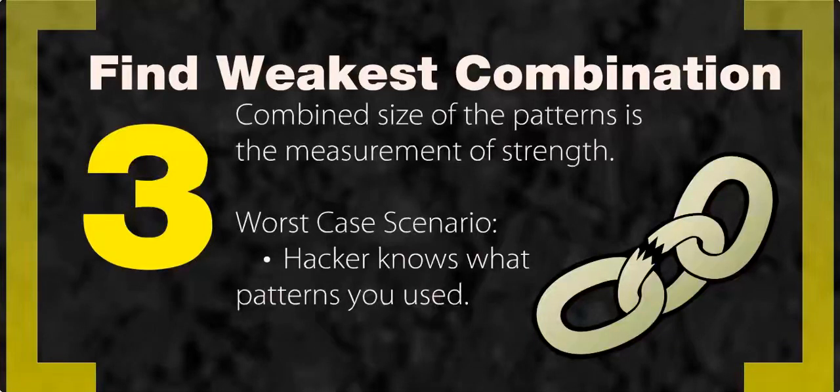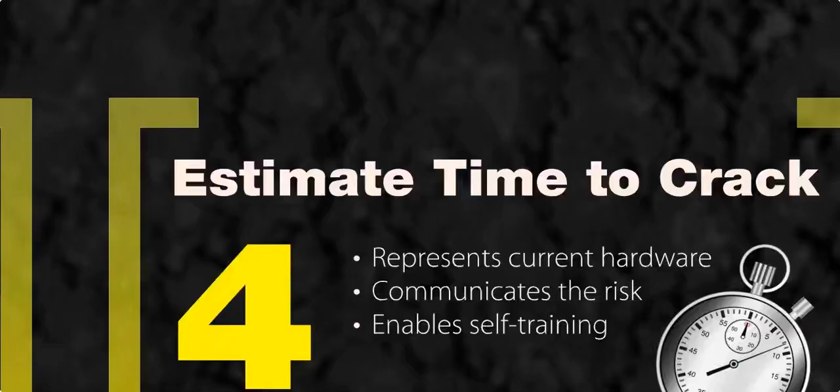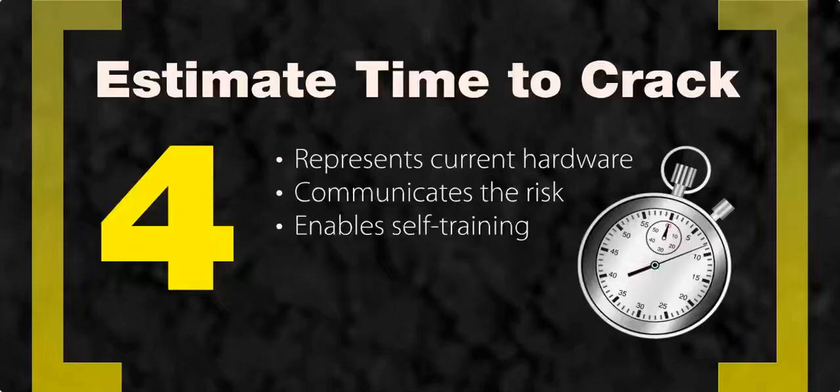So if you've used an English word, one of the U.S. cities, that's one of our dictionaries we use. If you use a Spanish word, you chain all those three together. Worst case scenario is the hacker knows you've used a Spanish word, a U.S. city name, and an English word. How long would it take? What's the size of passwords that fit in that pattern of those three patterns combined? Then we estimate the time to crack.